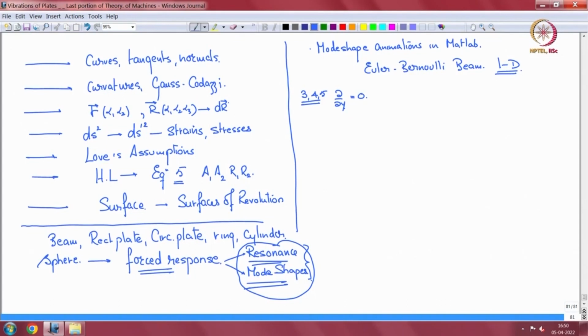And how does it look? It looks like E b h cubed by 12 ∂⁴u3/∂x⁴ plus ρA, A being the cross-section area, ∂²u3/∂t², that is equal to 0. This ρA is mass per unit length, and therefore we will call it ρ dash, and this EI we will denote as EI.